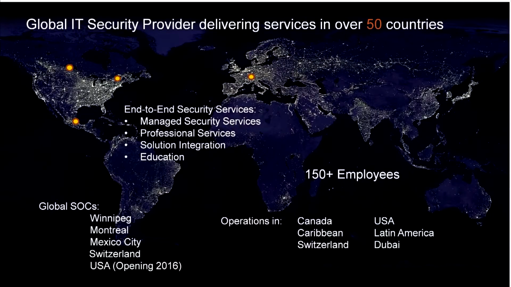We're about 150 employees right now. And the key areas of operation are in Canada, the US, the Caribbean, Latin America, Switzerland, and Dubai, where we center the work for our Middle Eastern work. So that's as far as I'm going to tell you about Above Security. I just wanted to give you a little introduction.